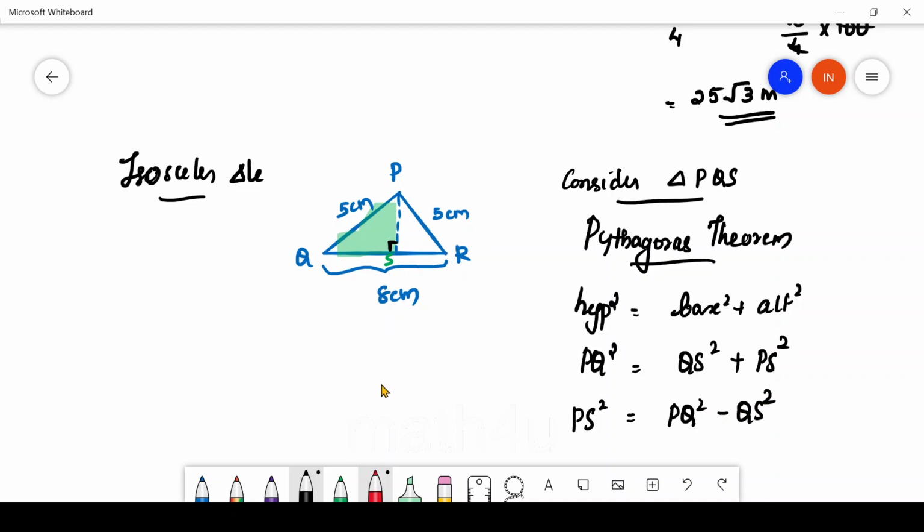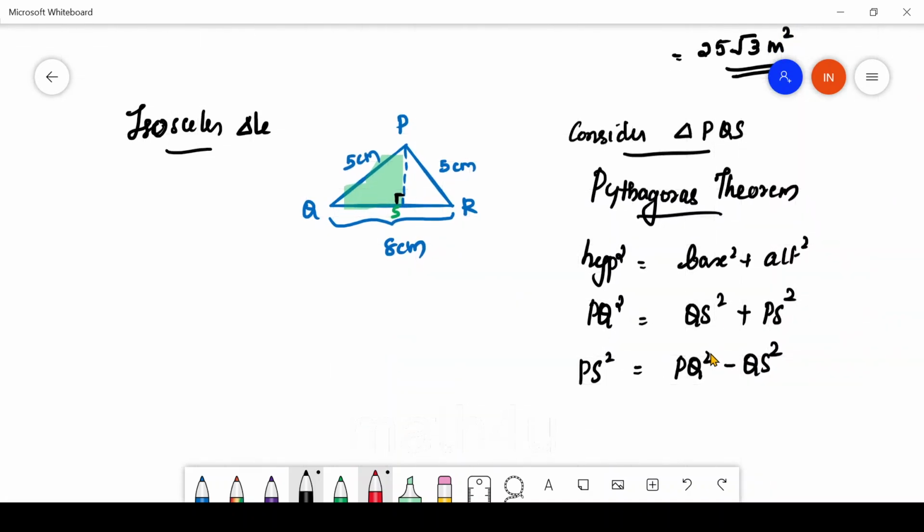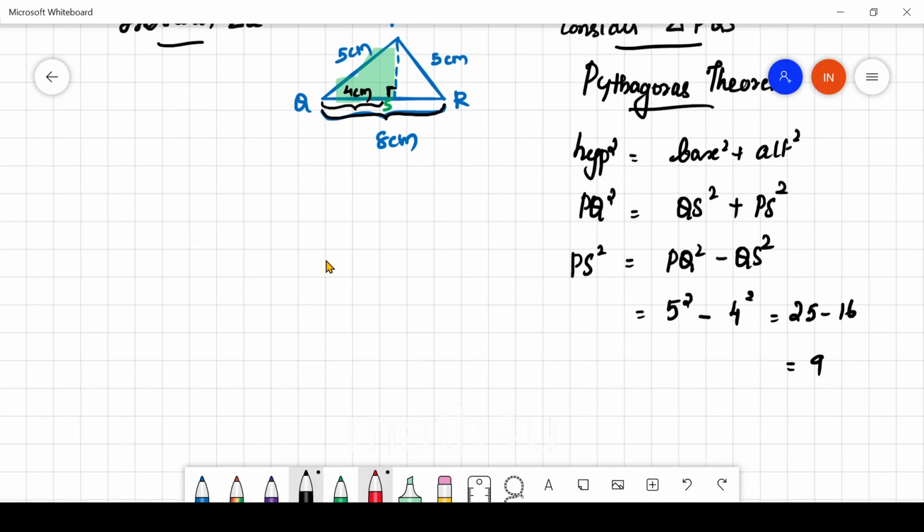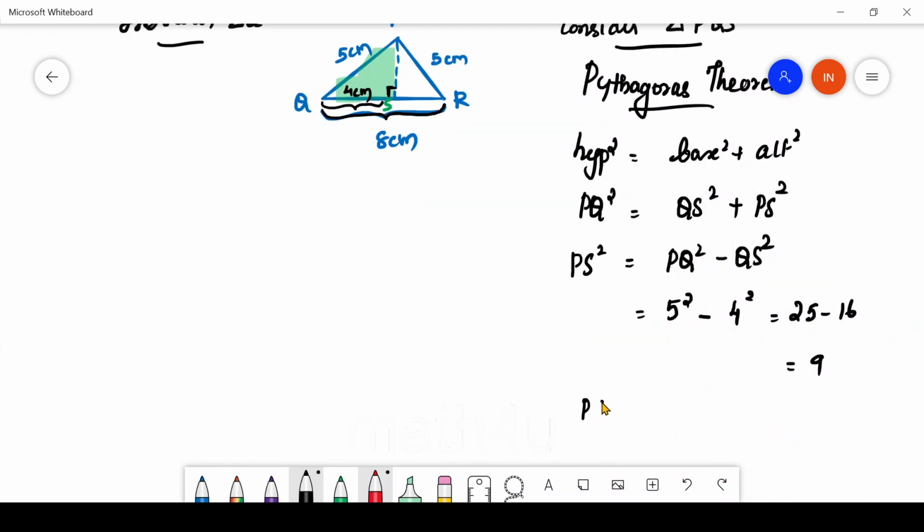Now I'm going to substitute here. What is PQ? PQ is equal to 5, so 5 square minus QS square. The total you can see here is 8, therefore QS is of course 4 centimeter. So this is 4 square. That is 25 minus 16. You will get the answer as 9. So this 9 is actually PS square, right? So PS is equal to root 9, that is equal to 3 centimeter.